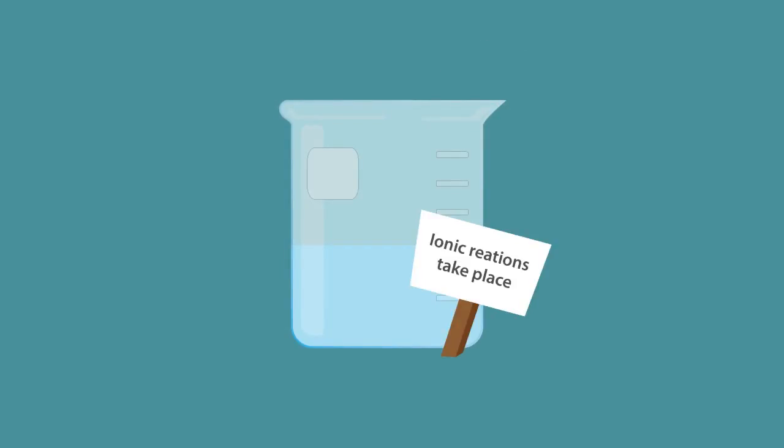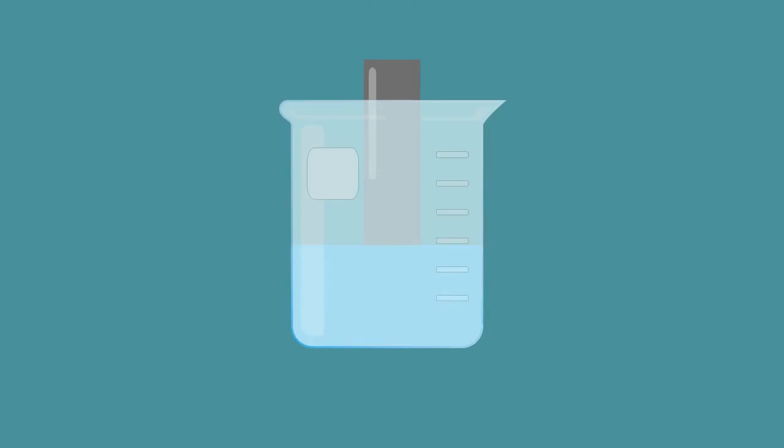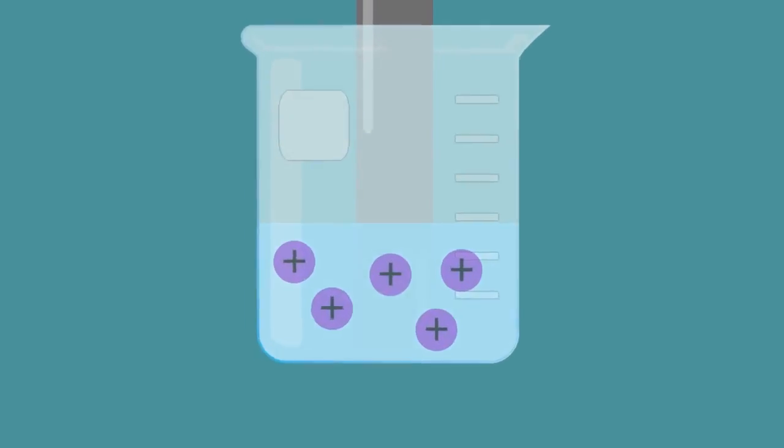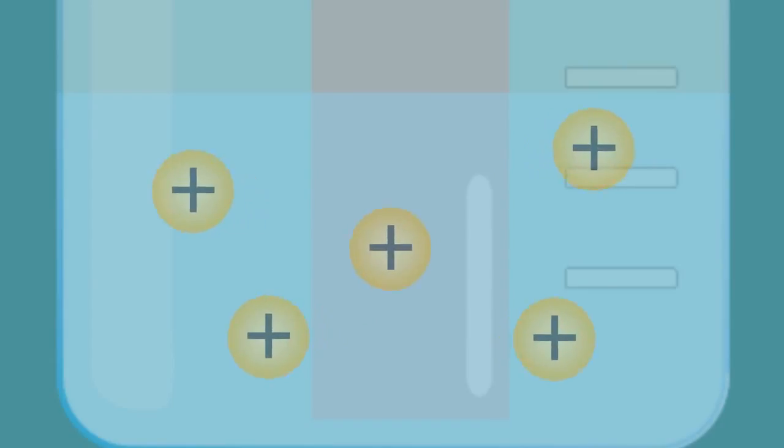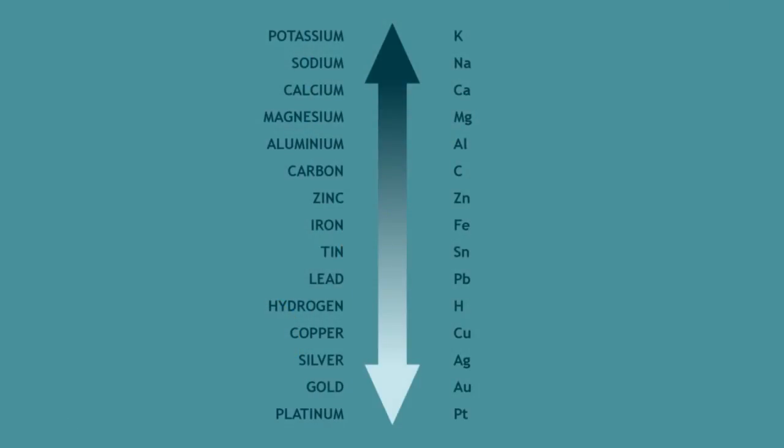Solutions are good media for ionic reactions to take place. You could have a salt dissolved in water and combine it with a solid metal. If the salt cation is more reactive than the metal, nothing will happen, but if the metal is more reactive than the salt cation, they will react. The reactivity series shows which metals are more reactive.